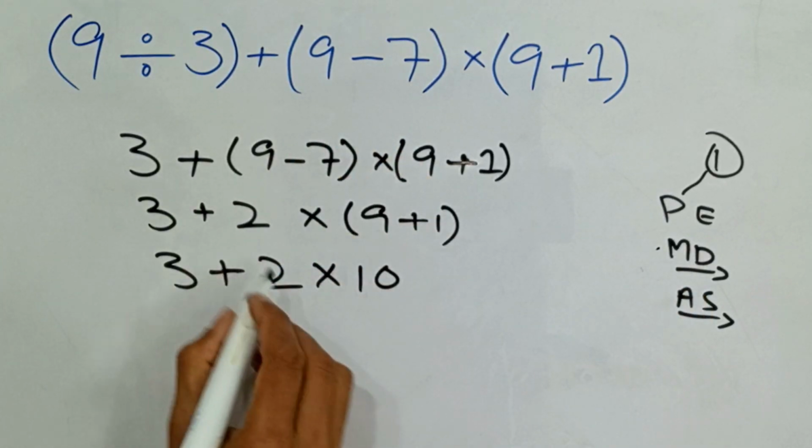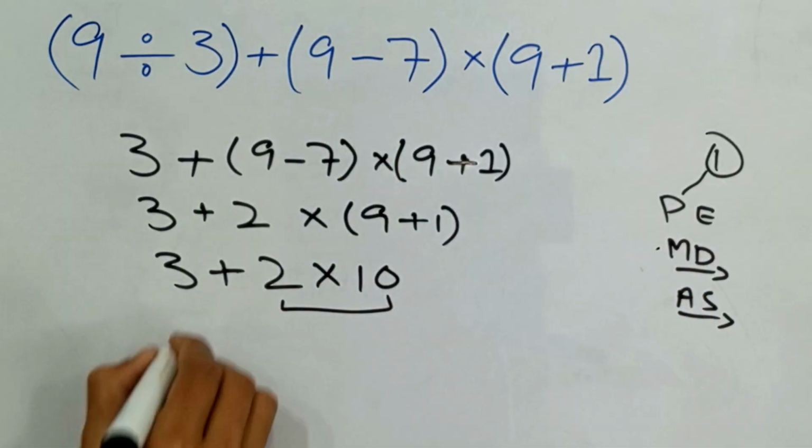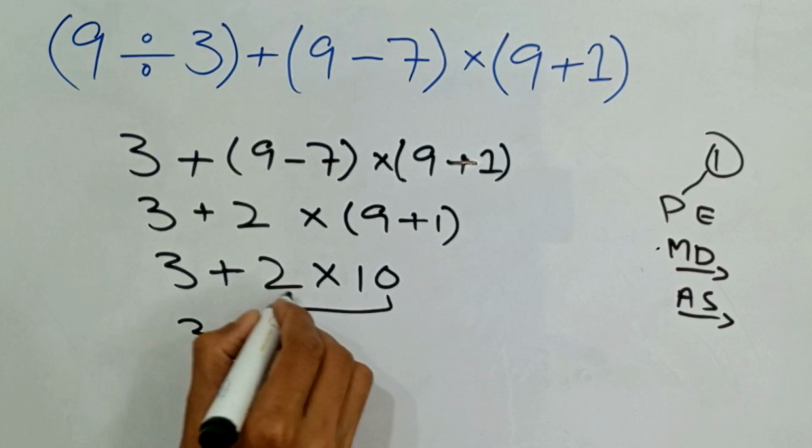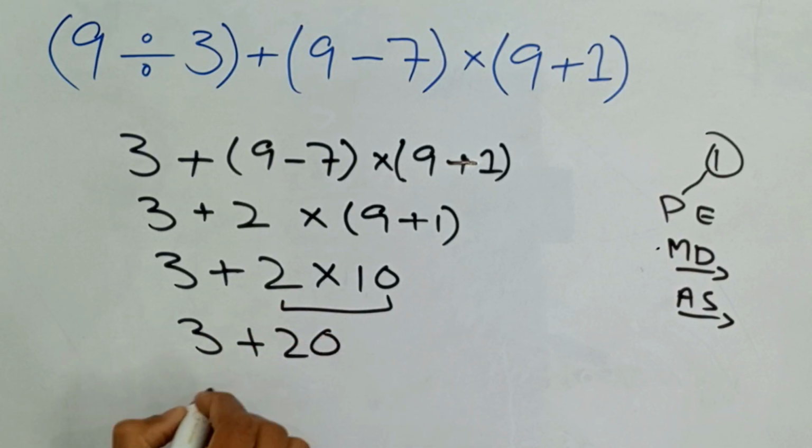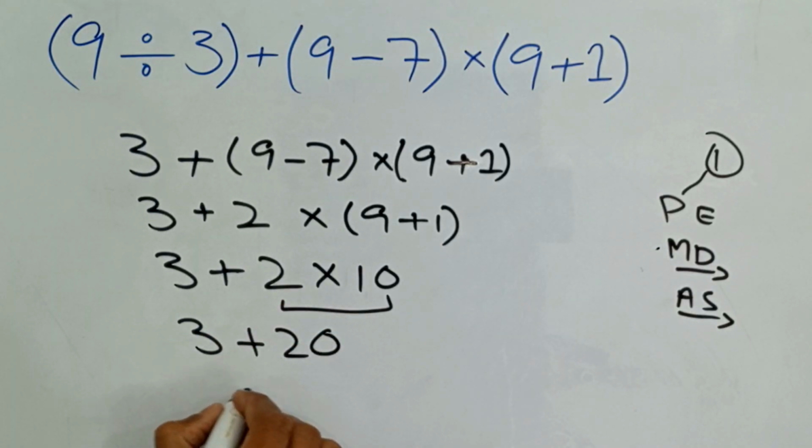So from left to right. So multiply first. So 3 plus 2 times 10 equals 20, and 3 plus 20 equals 23.